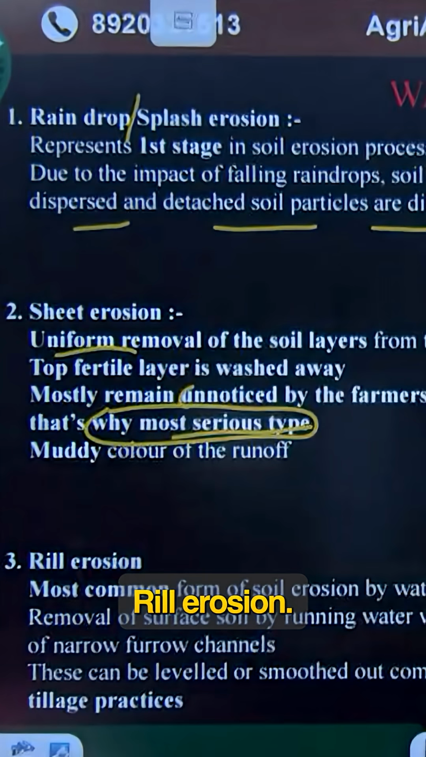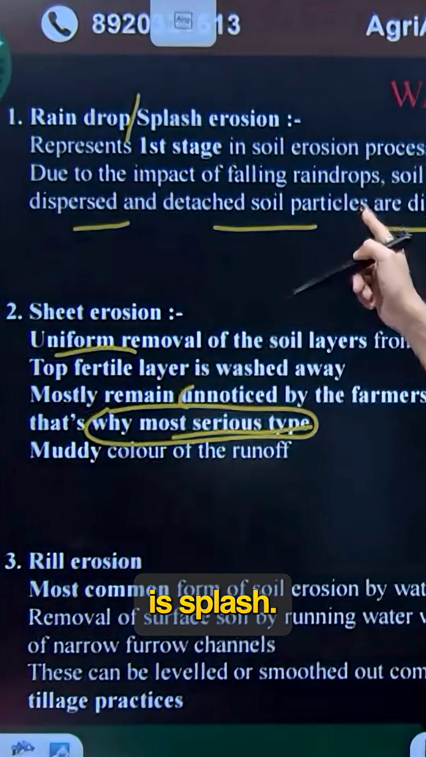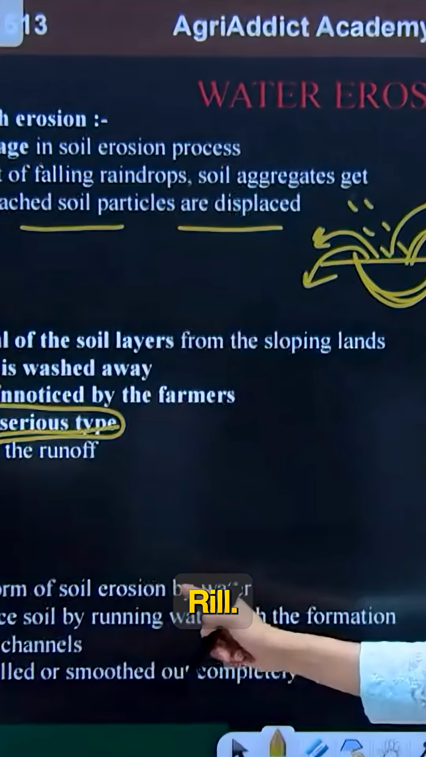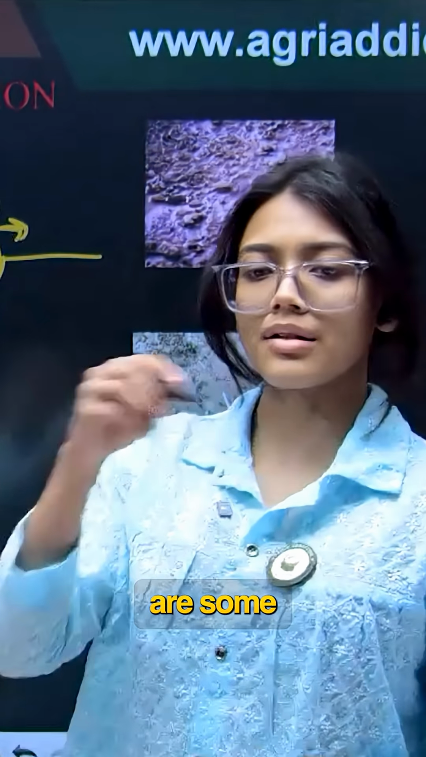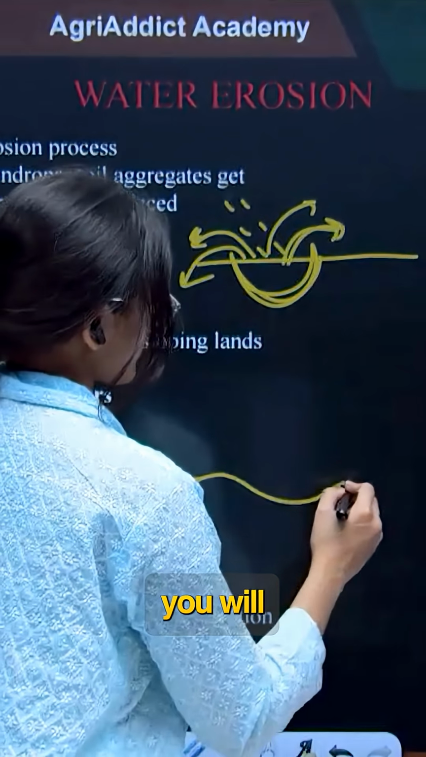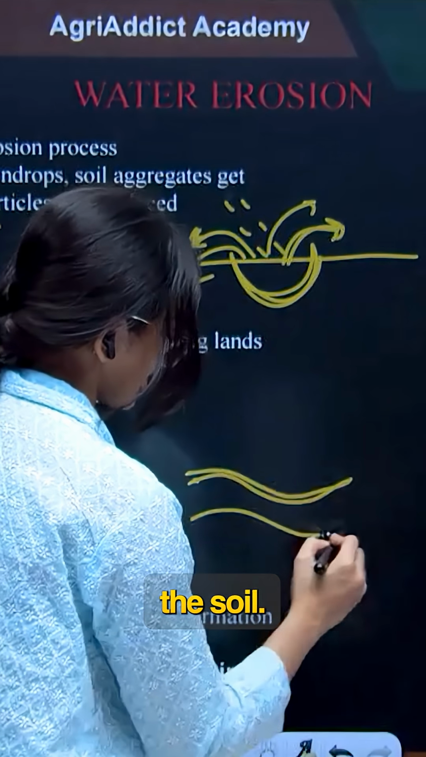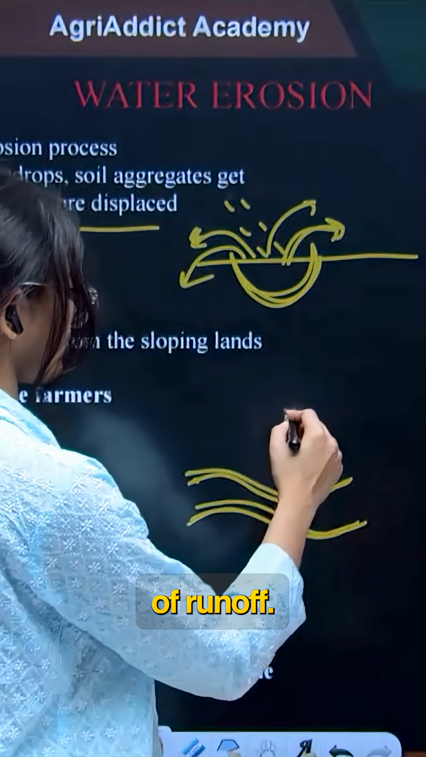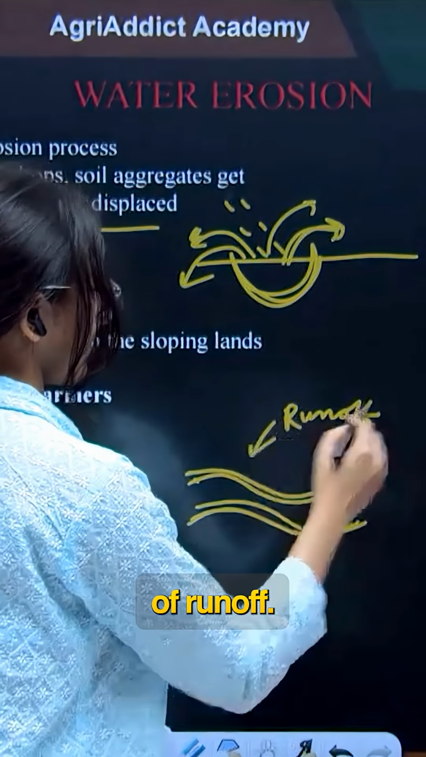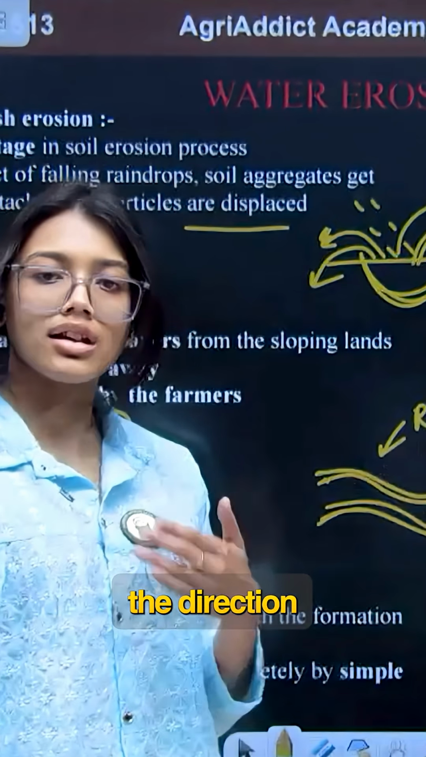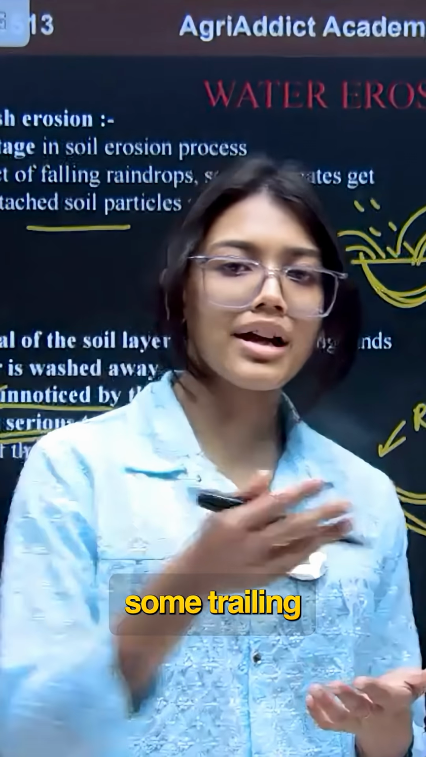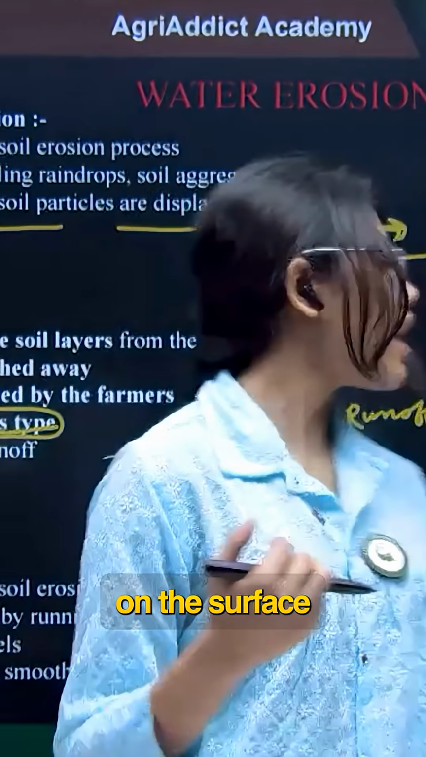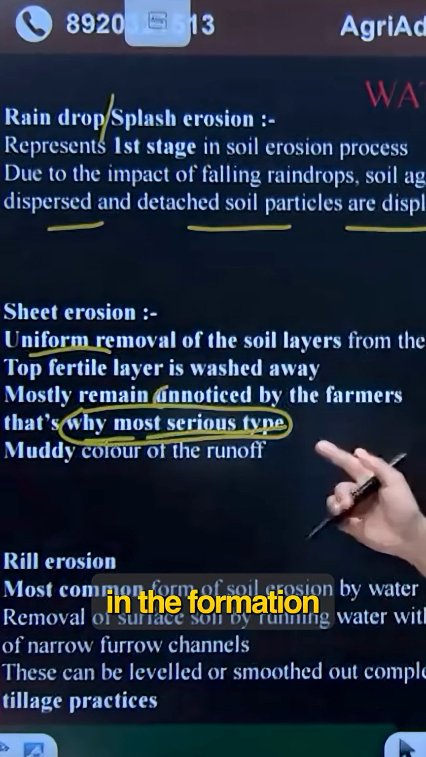Third one is your rill erosion. It is the most common feature of soil erosion by water. So first is splash, after that sheet, and then it will be rill. So rill means nothing but these are some winding paths. You will see often there are some winding paths in the soil that is caused by the flow of runoff. This happens along the direction of the water flow. So we'll often see some trailing water channels on the surface, and these result in the formation of rills.